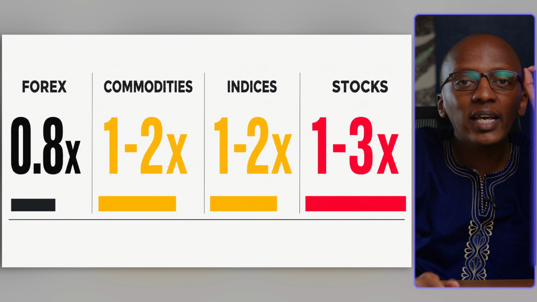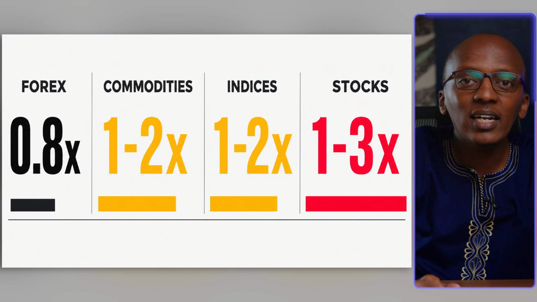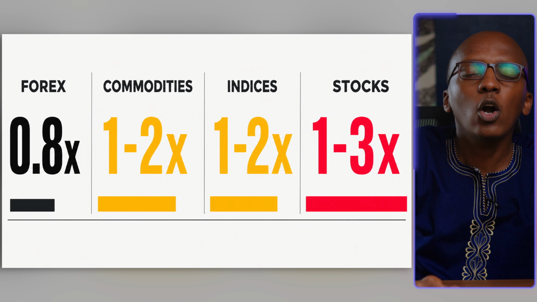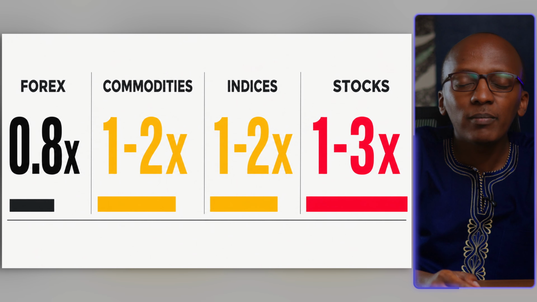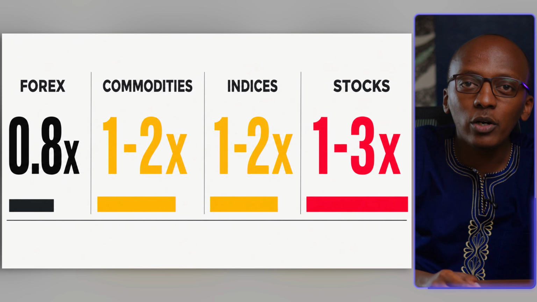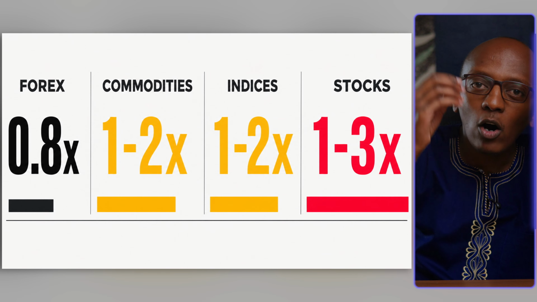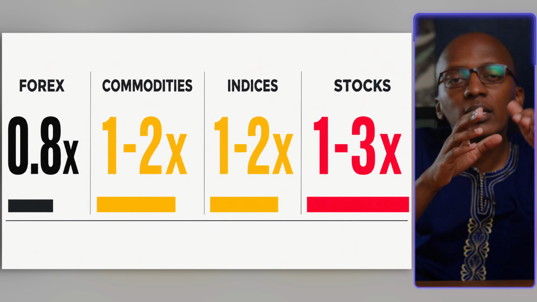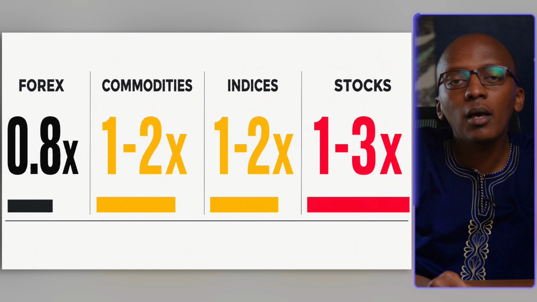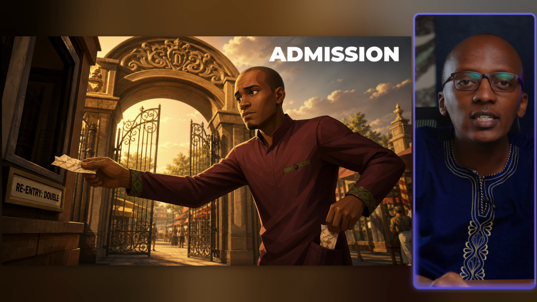Every time your tight stop loss triggers and you re-enter the same trade, your broker collects the spread twice. The market charges an admission. Pay the price or don't enter the trade. So now you are measuring distance based on each market's volatility.